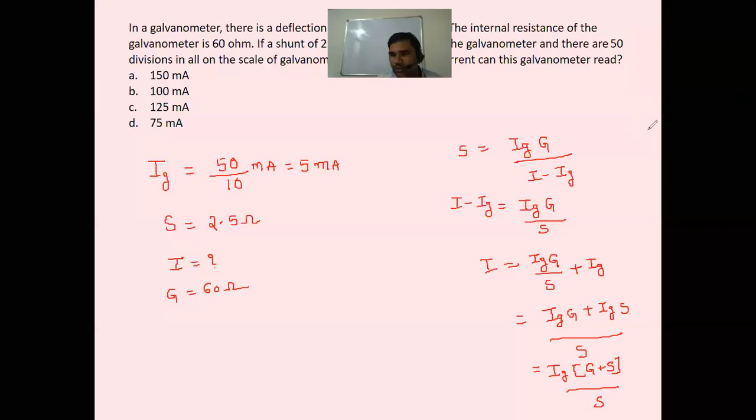So I is equal to, Ig is how much? 5 milliampere, that is 5 into 10 power minus 3, in the bracket G plus S, that is 60 plus 2.5, 62.5, whole divided by S, which is 2.5. Now 2.5 goes into 62.5 twenty-five times. So I is equal to 5 milliampere times 25, which is 125 milliampere. So this is the answer, 125 milliampere.